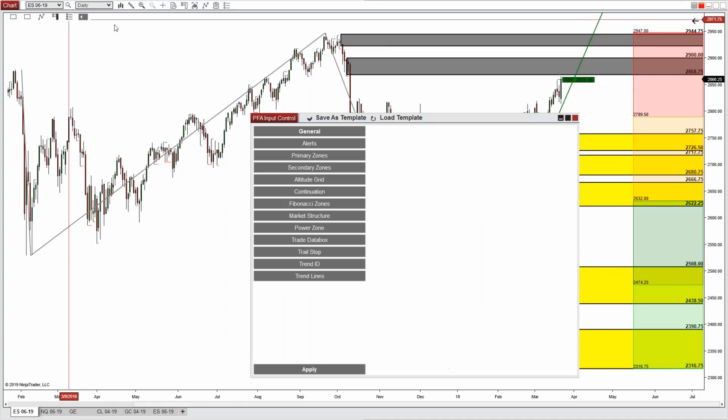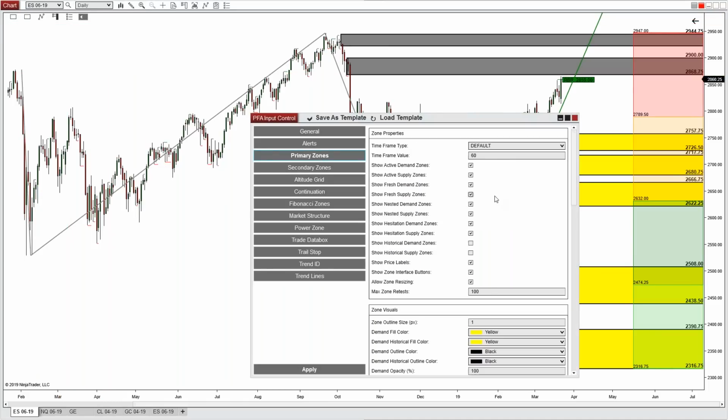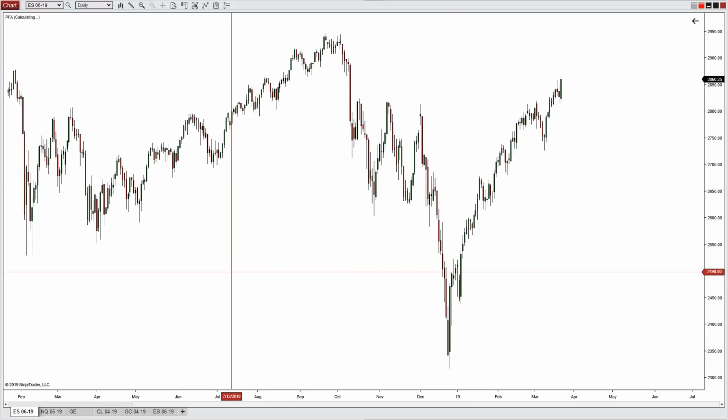So if I go over here, I'm gonna open up my settings, I'm gonna go to the primary zones, I'm gonna set this to a value of 1, right? Now, what I'm saying here is I only wanna take, or better yet, I only wanna see zones if and when they've never been tested, okay? However, if they get tested one time, remove that zone and consider it historical. So let's go ahead and apply that.